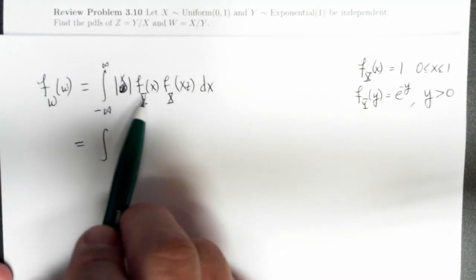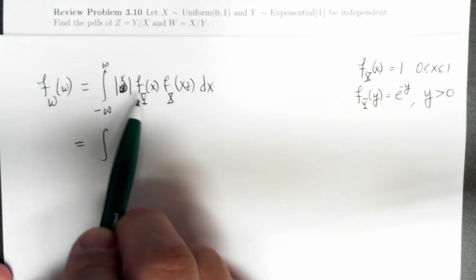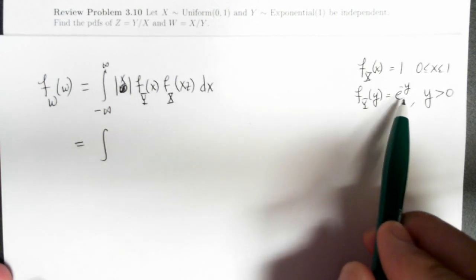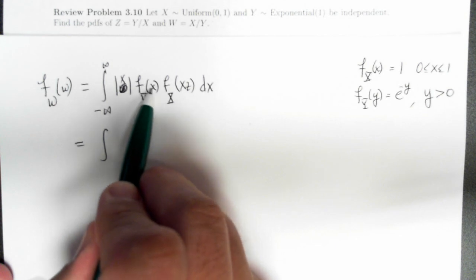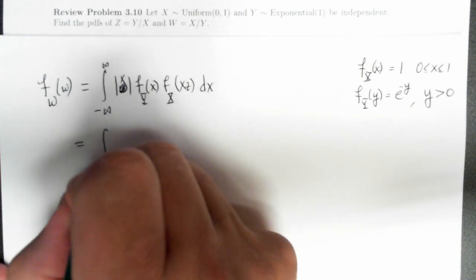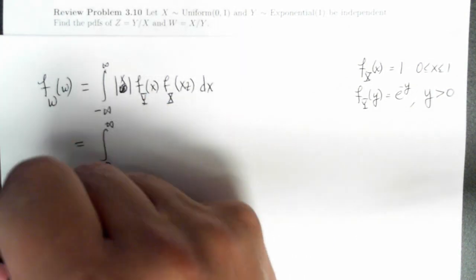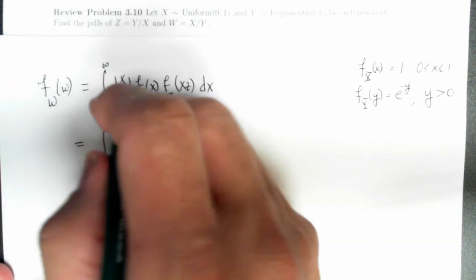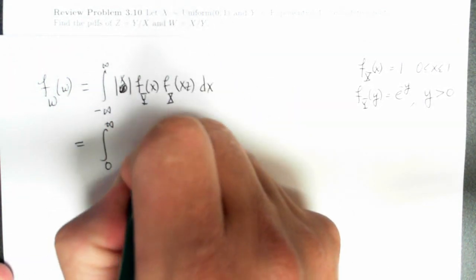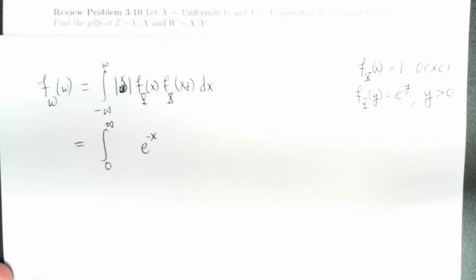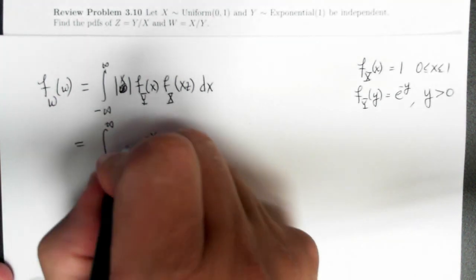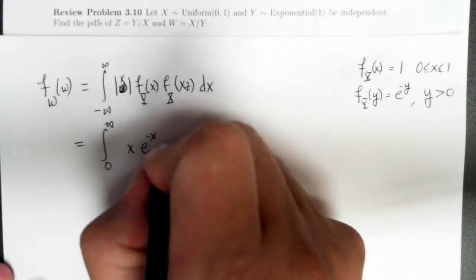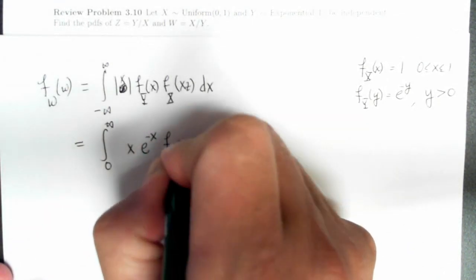Okay, now first things first, let's take a look at the PDF for y. The PDF for y only turns on when y is greater than 0. So the thing inside the parentheses here must be greater than 0. So I can write this as integral from 0 to infinity for now of e to the minus x. If x is greater than 0, then the absolute value of x is x again, so that's simple, times the PDF for x.